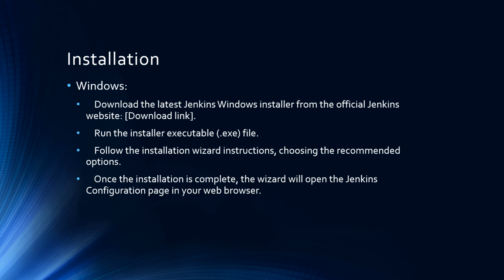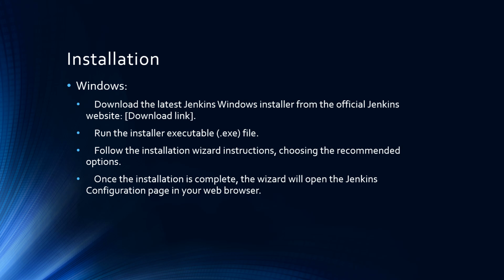It's crucial to ensure that the service account has appropriate permissions for the tasks Jenkins will need to perform. The installation wizard will guide you through these steps, offering recommended options that work well for most situations. However, you should carefully consider any customizations needed for your specific environment, particularly regarding security settings and integration with other tools. After the installation completes, the wizard automatically opens the Jenkins configuration page in your web browser.